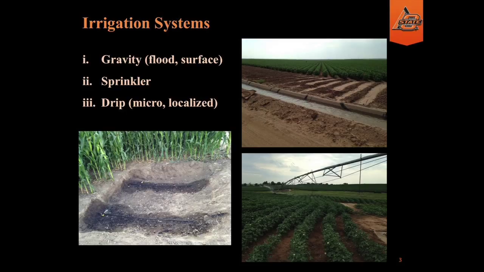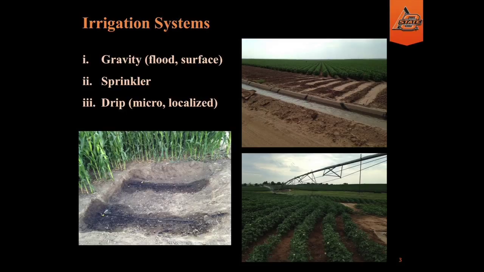Then the sprinkler systems were introduced. We have different types of sprinkler systems: center pivots, linear move, hand move, big guns, you name it. But that's one of the newest advancements, if you consider that multi-thousand years of history.